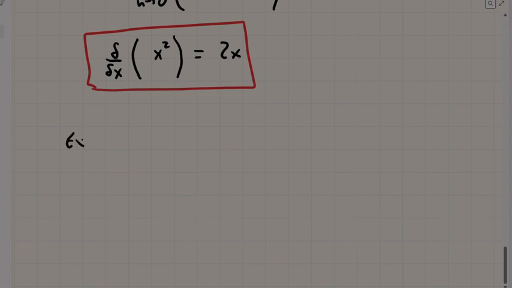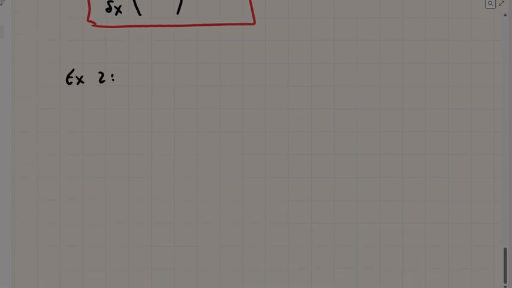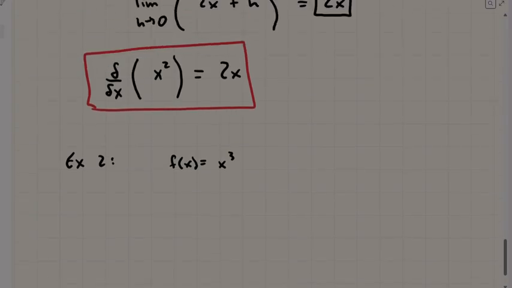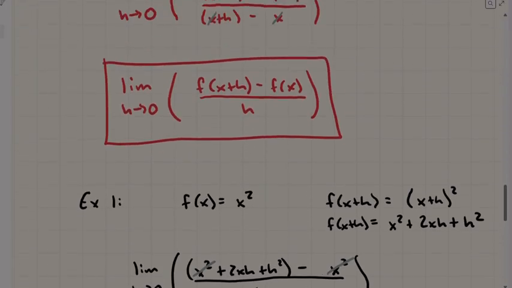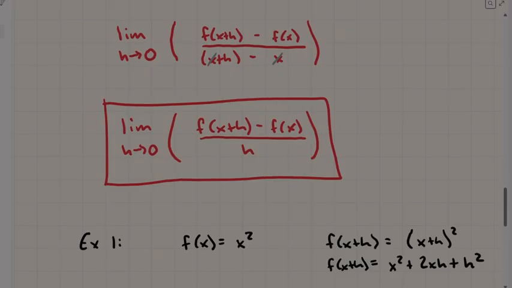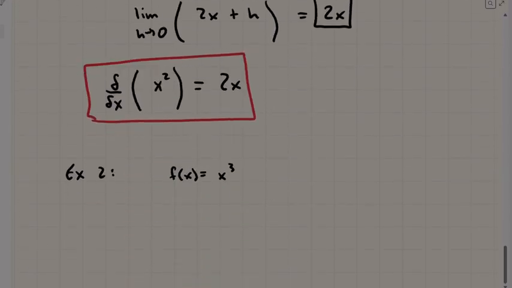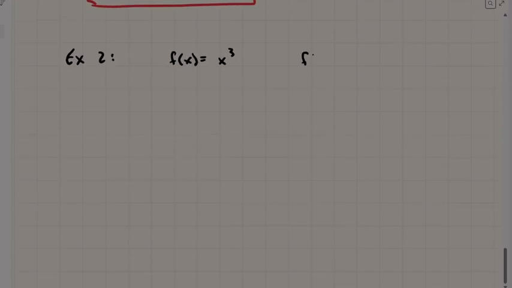All right, example 2. Let's do f of x equals x cubed. Okay, so just like last time, we're going to refer back to the formula that we derived for the limit definition of the derivative. We just need to figure out what's f of x, what's f of x plus h. So that one is going to be, instead of x cubed, we're going to have x plus h cubed.